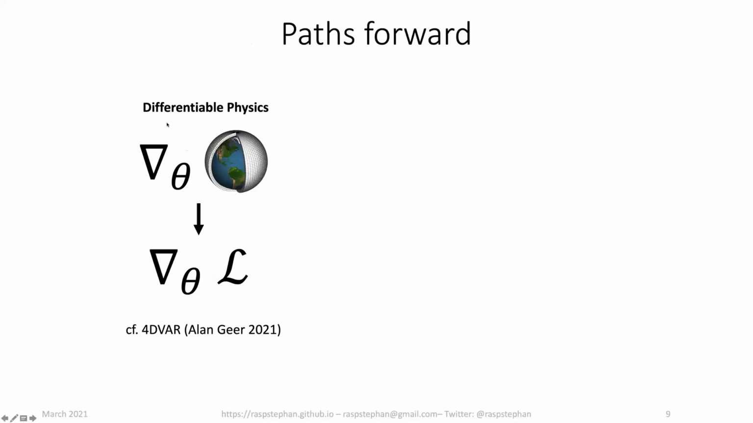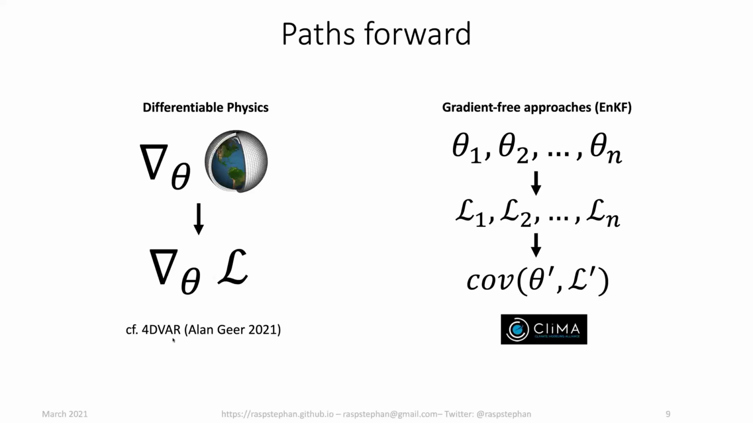This requires a fully differentiable model, which we typically don't have, even though there's an interesting analogy to 4D-Var, which is a data assimilation algorithm, which is typically only used for estimating the initial state rather than the model parameters, but there might be some synergies here. There's this paper by Alan Geer that lays this out quite nicely. If you don't want to deal with differentiable models, you can use a gradient-free approach. And I will not talk a lot about this because I know there are two talks by people from the Climate project, which are pursuing this approach. So I'll leave it for the sake of time.